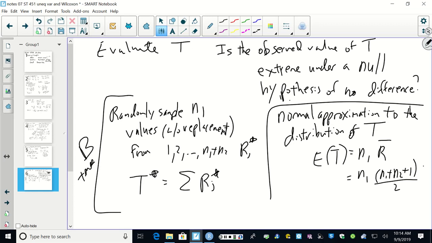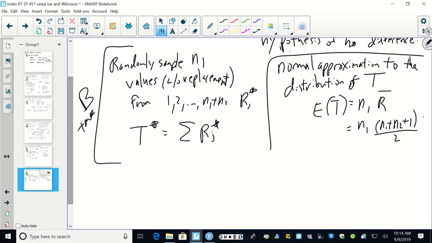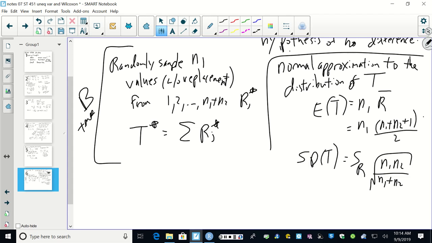And you can also get the standard deviation of t. I have the standard deviation of all the ranks. So you calculate the standard deviation of 1 through n1 plus n2, and there are different ways that this formula gets expressed, right? So you can calculate the standard deviation of that. And t is approximately normally distributed with that mean, right? And that standard deviation.